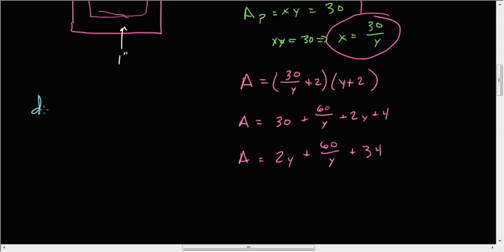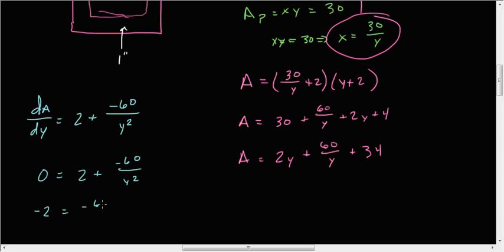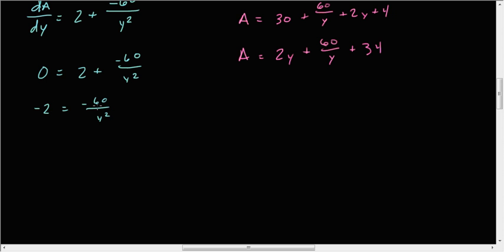The derivative of A with respect to y is equal to 2 plus, now if you bring the -1 down and that becomes a -2, this is -60 over y squared, and that's it. And so now set that equal to 0: 2 plus -60 over y squared. And now you have -2 is equal to -60 over y squared. Multiply by y squared, divided by -2, so you have y squared is equal to 30. y is equal to the square root of 30.